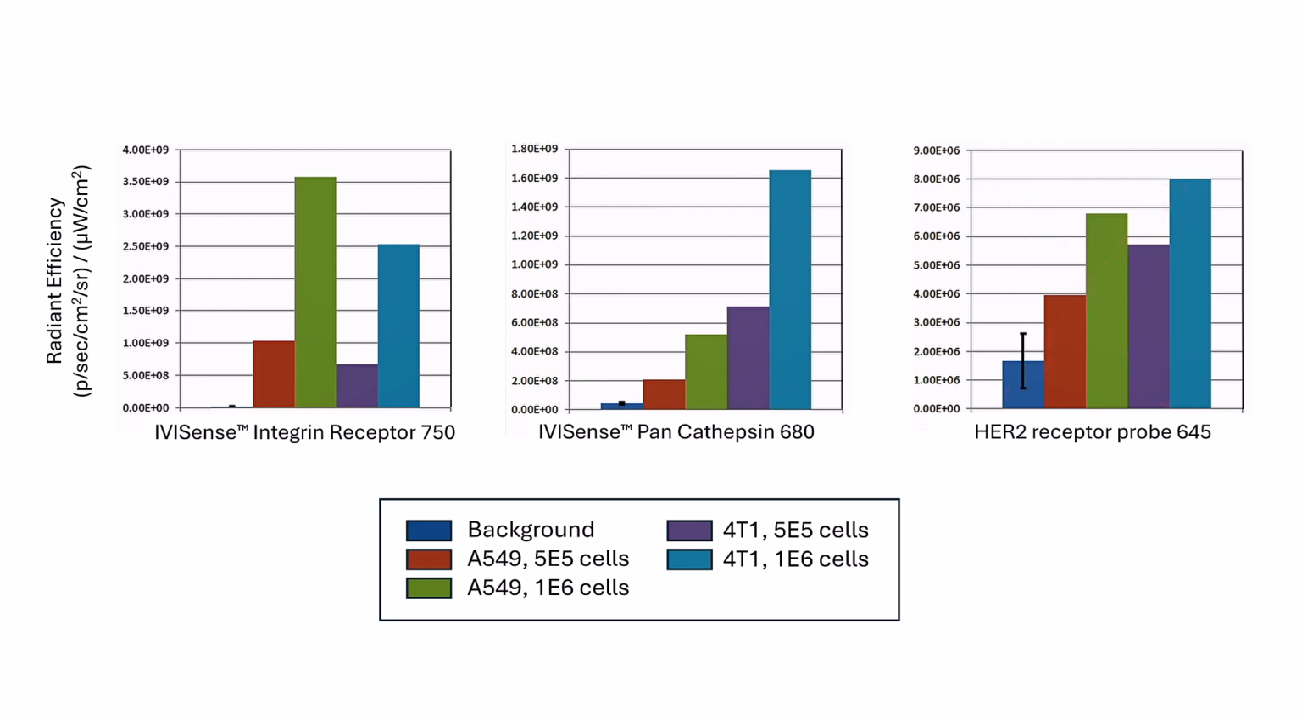In this video, we have outlined how to determine both affinity and specificity of a fluorescent probe for various cell lines in vitro. Please see our in vivo fluorescence video for how to translate these results into an in vivo study.